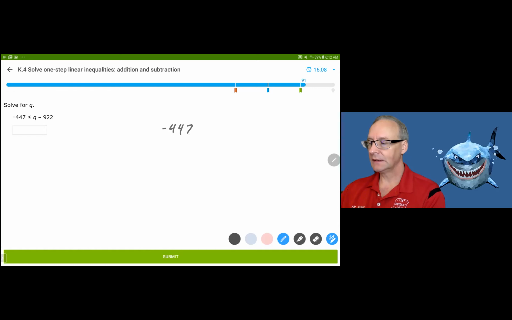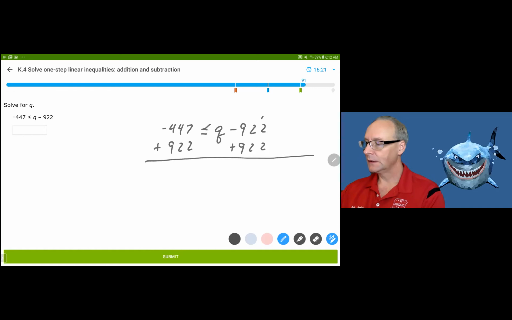Negative 447. Again, a really bad idea is to grab your calculator. It's going to turn your brain off, kind of like when you speak. I'm going to add the 922. And notice I'm going to have a little bit of issues here. A lot of people are going to have trouble doing the subtraction in the order that I wrote it. So a good idea is to go ahead and write the 992 minus the 447 on the side. And then you can do your subtraction.